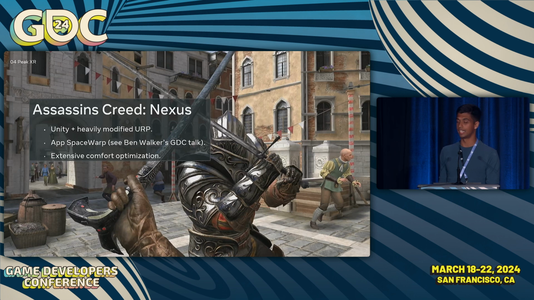Then you have Assassin's Creed Nexus, which is a recent title that Ubisoft shipped on our platform. And they use Unity as well as a heavily modified Universal Render Pipeline / SRP, Scriptable Render Pipeline. In addition to really good graphics, which they also have, we also want to call out that they're what we call a success story of having used our platform feature named Application SpaceWarp, which we unveiled a few years ago. Also check out Ben Walker's upcoming GDC talk, where he's going to go a lot deeper into AppSW, perhaps as a good way for any of you devs to understand the integration flow.